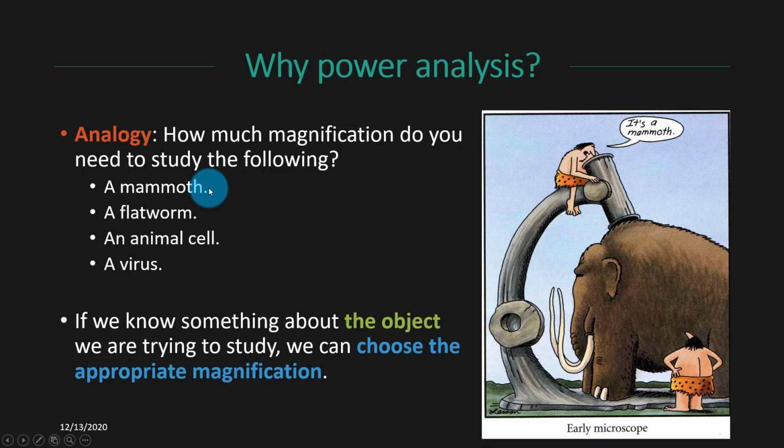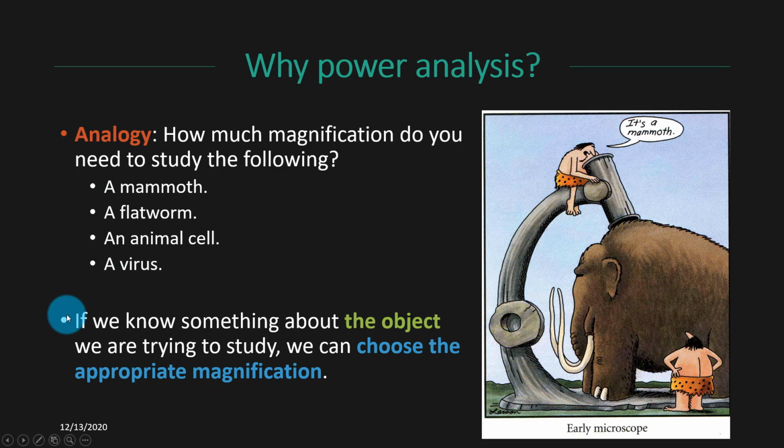The magnification that you need to study a mammoth is different than the magnification that you need to study a flatworm, which is different from an animal cell, which is different from a virus. And if you know something about the organism you're trying to study, you can bring the appropriate magnification to the table the first time around. Now, naturally, you might subsequently develop more nuanced hypotheses and need greater magnification to understand some things. But in general, the tools that I can use to study a mammoth are fundamentally different from what I need to study a virus.